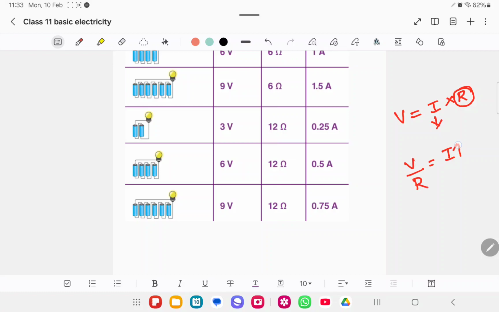When current is increased, resistance is decreased. When resistance is increased, current is decreased. In all these cases, can you see this?